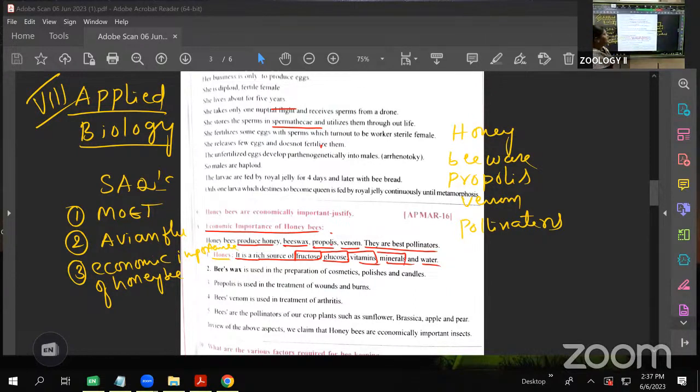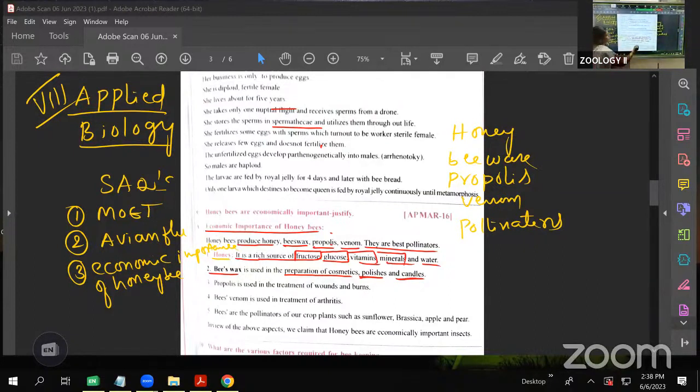The next one is called bee wax. First is the honey, and the next is the bee wax. It is used in the preparation of cosmetics, polish, and candles. After the honey is removed, the gelatinous substance that remains is called bee wax, and it is used for the preparation of a number of cosmetics that we use now, and also for polish and candles.